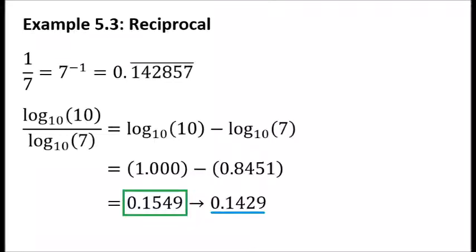For the last example, let us consider the reciprocal of a number. Punching 1 divided by 7 on a calculator gives 0.142857 repeating. To find this on a log table, we take 1 minus the log of 7, which is 0.1549. A reverse table lookup gives 1.429. But then we divide by 10, which moves the decimal once to the left.